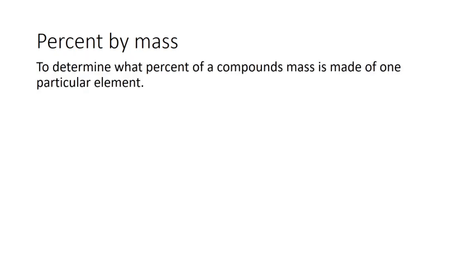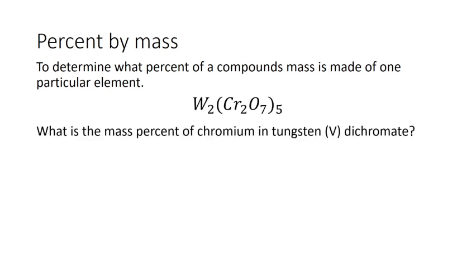The other thing I said was going to be in this video: percent by mass. This one really doesn't use stoichiometry, but it's percent, and since we're talking about percent, I figured I would put it in here. So, to determine what percent of a compound's mass is made of one particular element, that is what we are doing with percent by mass. So let's say we have this compound, tungsten 5 dichromate. And we want to know, what is the mass percent of chromium in tungsten 5 dichromate?